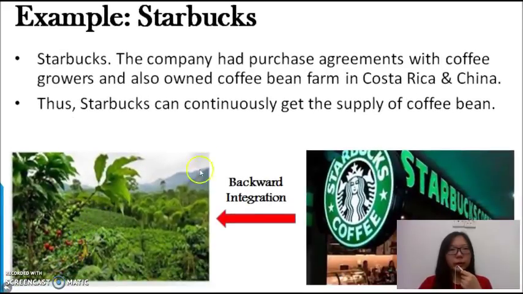The example for backward integration is Starbucks Company. Starbucks had purchase agreements with coffee growers and also owns coffee bean farms in Costa Rica and China. Thus, Starbucks can continually get the supply of coffee beans.